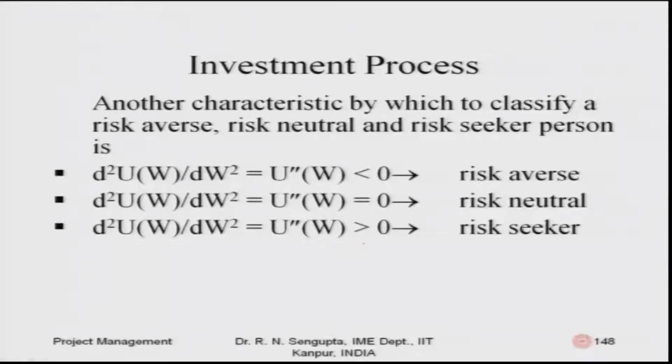So, another characteristic by which we can classify a person as risk averse, risk neutral or risk seeker is by considering the second derivative of the utility function. If the second derivative is less than 0, it is a risk averse person. If it is equal to 0, the person is risk neutral, and similarly, if it is greater than 0, the person is a risk seeker. We will see that using the concept of absolute risk aversion property and the concept of relative risk aversion property.